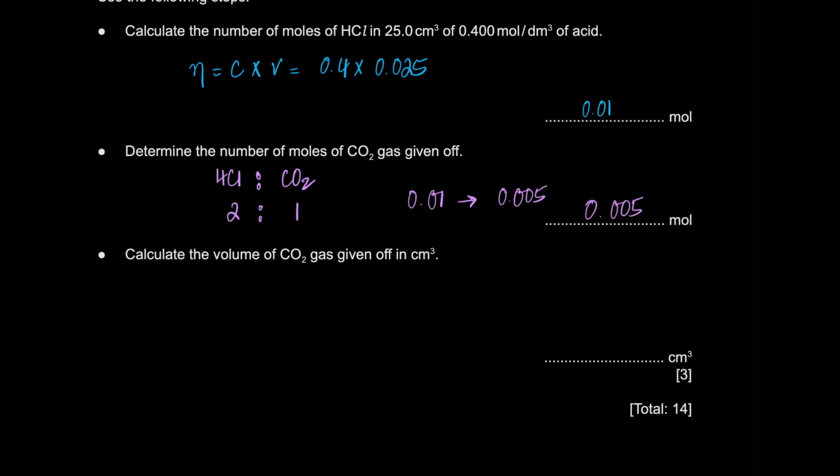Half of that, right? Not too complicated. Okay, and calculate the volume of this carbon dioxide. That's easy. Volume will just be moles times, do we need it in centimeter cube? Yes, we do. 24,000. Should have changed the color. That's going to come out to be 120 centimeter cube.